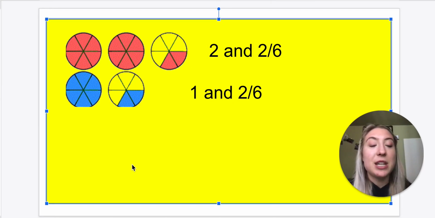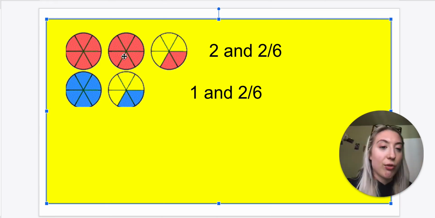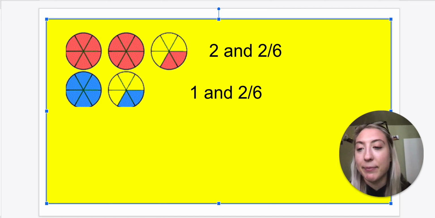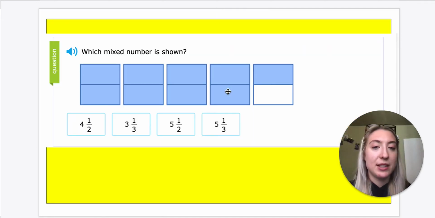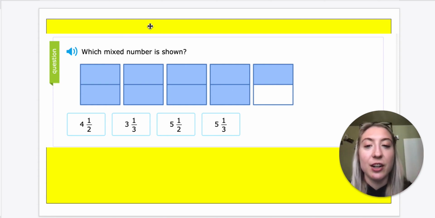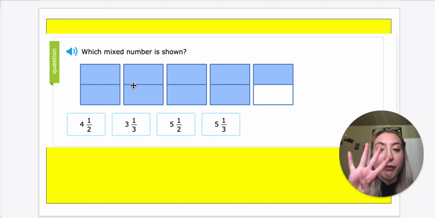So we're going to be given the fraction model, and then we have to figure out, okay, what is the correct fraction that represents that? So let's look at our example. We're asking which mixed number is shown. The first thing we're going to do is count our whole parts that are shaded in. So this is 1, 2, 3, 4. 4 wholes are all colored in. So we know that it's going to be 4.